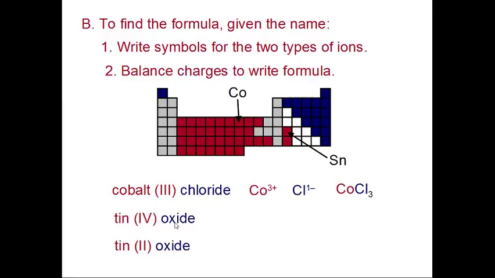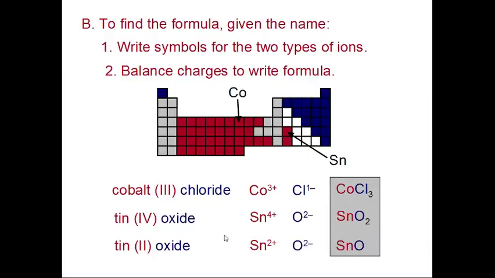Tin 4 oxide. Tin's got a +4 charge. Oxygen's got a -2 charge. Crisscross. 4 on the oxygen, 2 on the tin, reduce down. 2 and 4 reduce to 1 and 2, SnO2. Sn +2, O -2, 2 and 2, reduce down, SnO, tin 2 oxide.